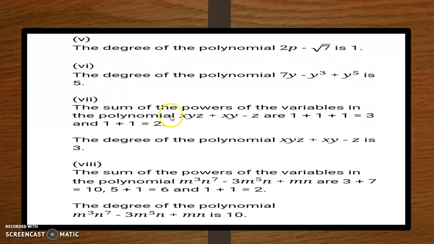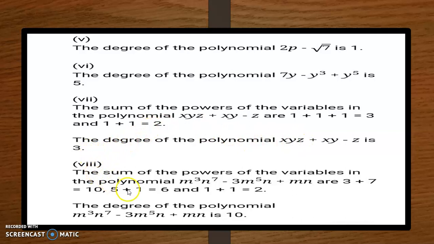Next, more than one variable. Okay, so x, y, z. x raised to 1, y raised to 1, z raised to 1. So total will be 3. 1 plus 1 plus 1, 3. Here x raised to 1, y raised to 1, so 1 plus 1, 2. Here z raised to 1. So the highest sum is this one, 3. So the degree of the polynomial is 3.